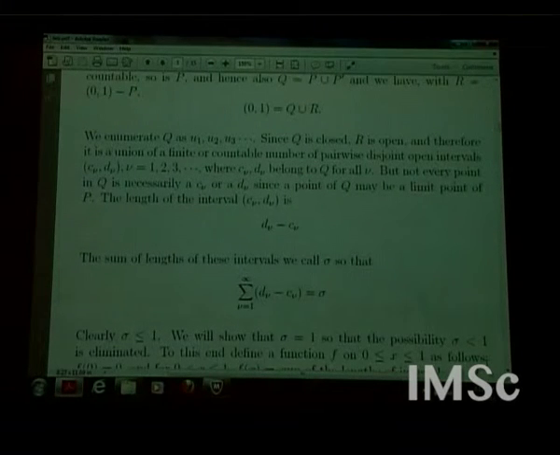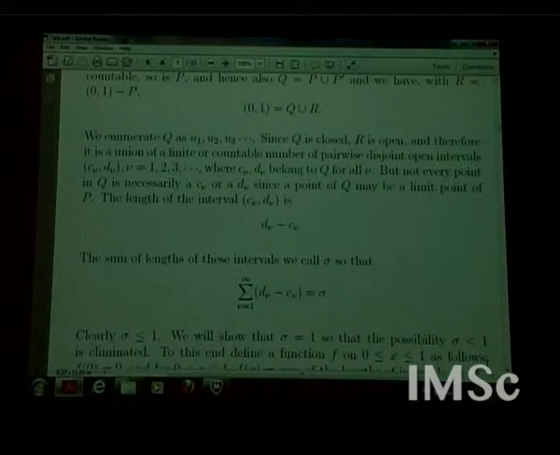Since Q is closed, R is open, okay? The complement is open, and therefore it is a union of finitely or countably many pairwise disjoint open intervals (c_nu, d_nu), nu equal to 1, 2, 3, etc., where c_nu belongs to Q. But not every point in Q is necessarily a c_nu or a d_nu, since a point in Q may be a limit point of P. So not all of the endpoints may be in Q. The length of the interval (c_nu, d_nu) is d_nu minus c_nu.